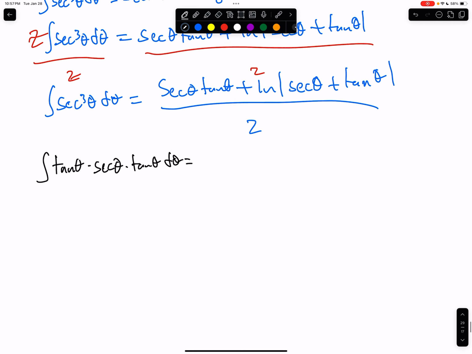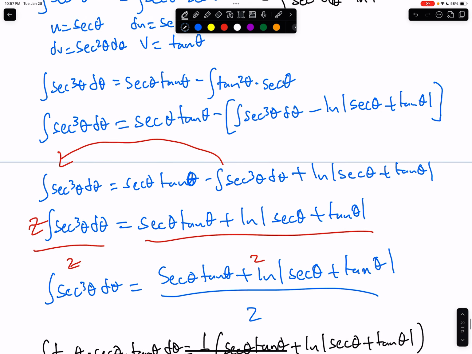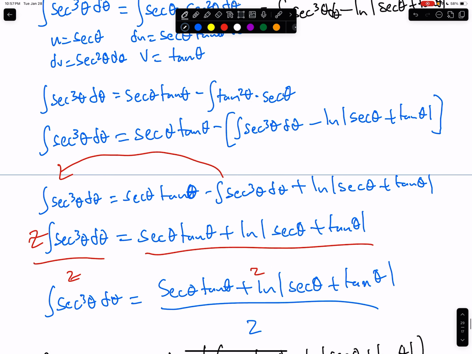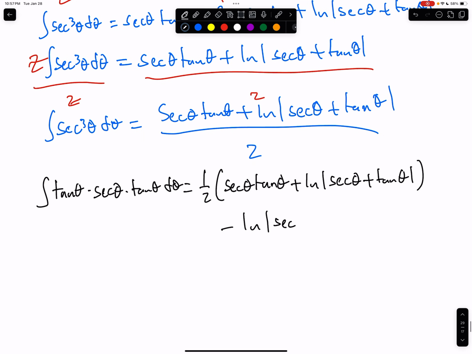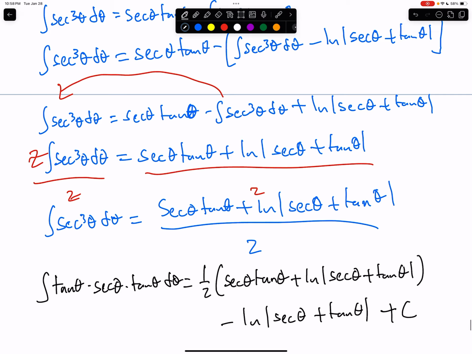So this will then be 1/2 times secant of theta tangent of theta plus ln absolute value of secant of theta plus tangent of theta, and then minus this ln here, minus ln absolute value of secant of theta plus tangent of theta. Okay, and then plus, we can do a plus c here.